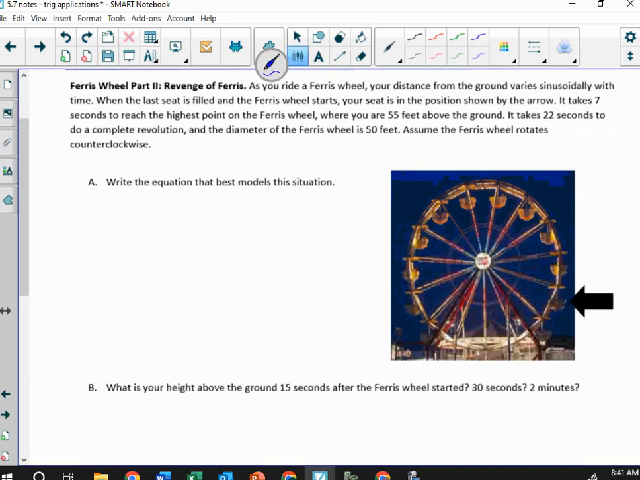So we are starting on this lovely Ferris wheel problem. Sinusoidal. Yes, it varies sinusoidally. That's just a fun word to say in the morning.